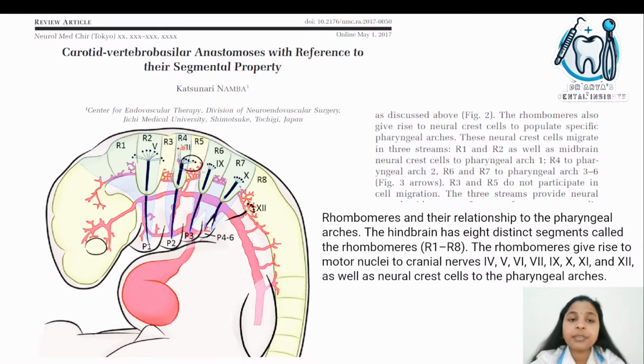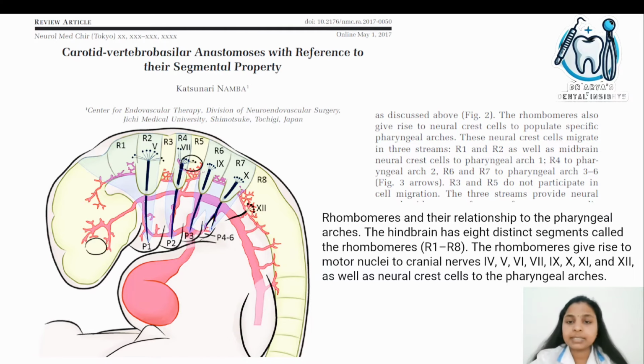Okay. Then R4 gives rise to pharyngeal arch number 2. And R6 and R7 to the pharyngeal arches number 3 to 6. Okay. So R3 and R5 do not participate in the cell migration. So R1 and R2 together form P1, that is pharyngeal arch number 1, and R4 leads to P2, and R6 and R7 lead to 3 to 6.